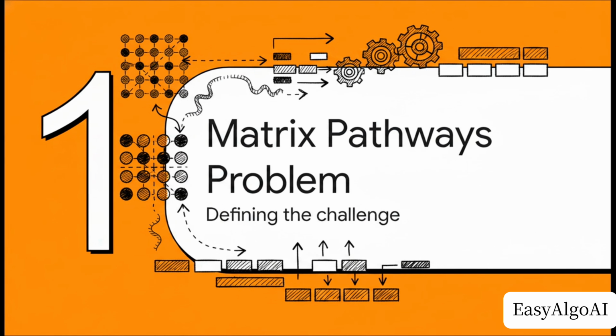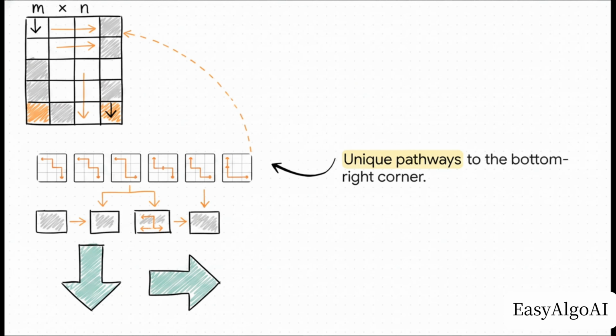All right, part one, the matrix pathways problem. So imagine you're stationed right at the top left corner of an M by N matrix. Your overarching goal? Figure out the absolute total number of unique paths you can take to reach your final destination, which is way down in the bottom right corner. But of course, there's a catch.